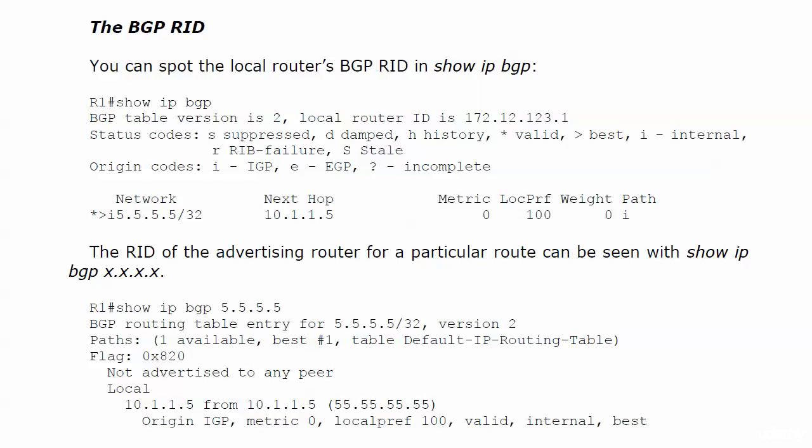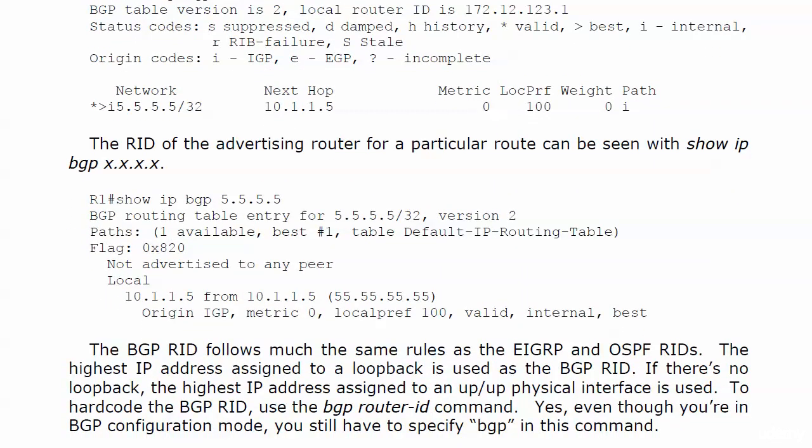You've got a pretty good idea how we got that, and here's the exact way we got that. The BGP RID follows much the same rules as the EIGRP and OSPF RIDs. The highest IP address assigned to a loopback is going to be used as the BGP RID. If there is no loopback, and in BGP world that's going to be pretty rare, the highest IP address assigned to an up physical interface is going to be used. Now you can hard code the BGP RID with the bgp router-id command, and to run that you must be in BGP configuration mode.